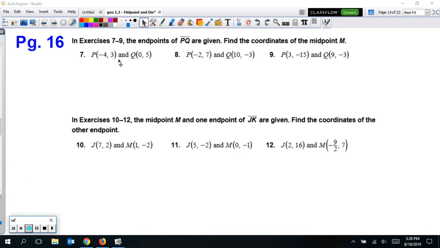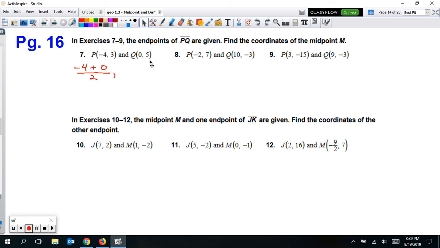So for number 7, we're given our numbers and we're going to use our formula. Remember, it's a very simple formula to remember. First think of it as one big ordered pair. We're going to add the x coordinates together, then divide by 2. We have x coordinates of negative 4 and 0 in these two ordered pairs. So the first part is negative 4 plus 0 divided by 2. That's the first part of the formula, for the x coordinate.